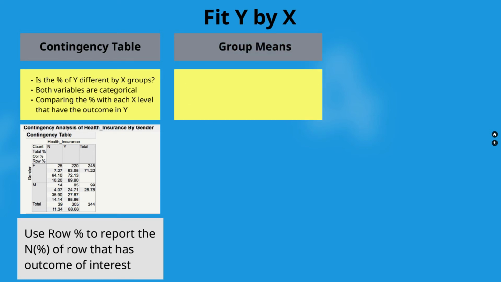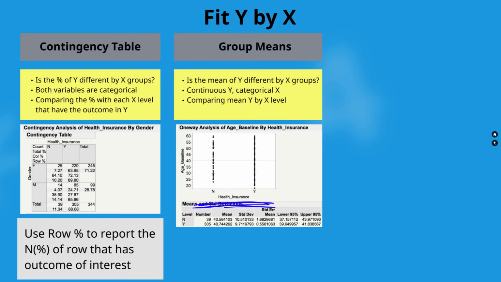For group means, the question is, is the mean of y different by the levels of x? In this case, you have a continuous y and a categorical x, and you're comparing the mean of y by x level. Your output has your categories on your x-axis, so again, health insurance, yes and no, and your age on your y-axis. And the question here is, is the mean age different by whether or not people have health insurance? So do those with health insurance have a different mean age compared to those without health insurance?